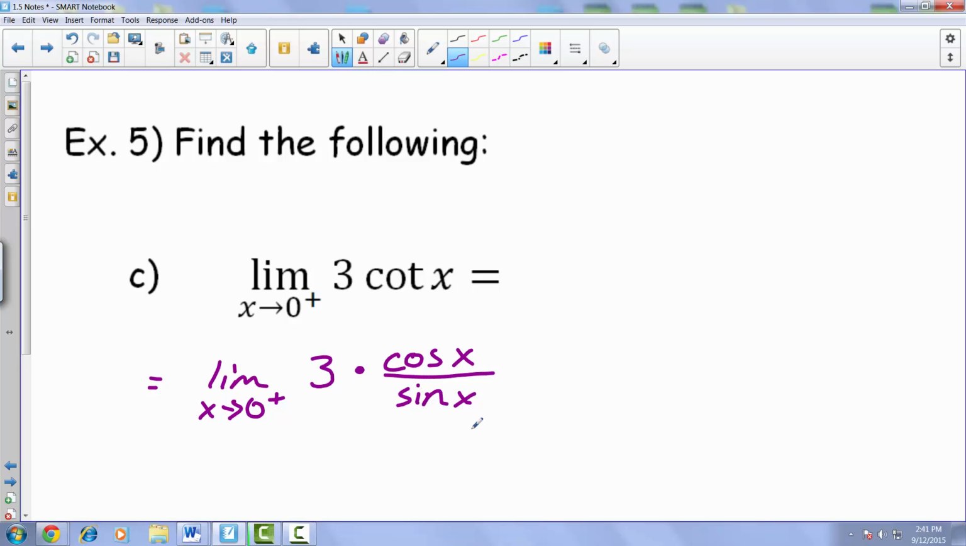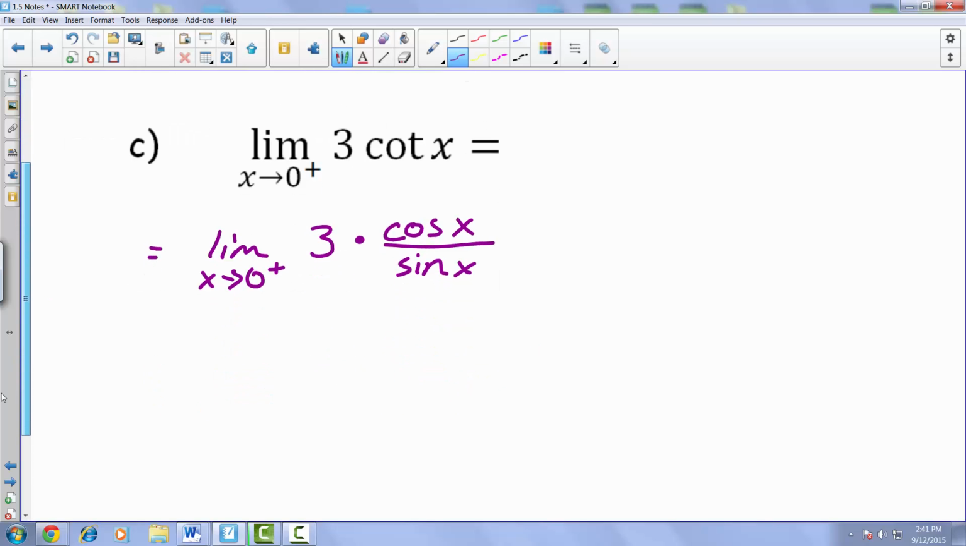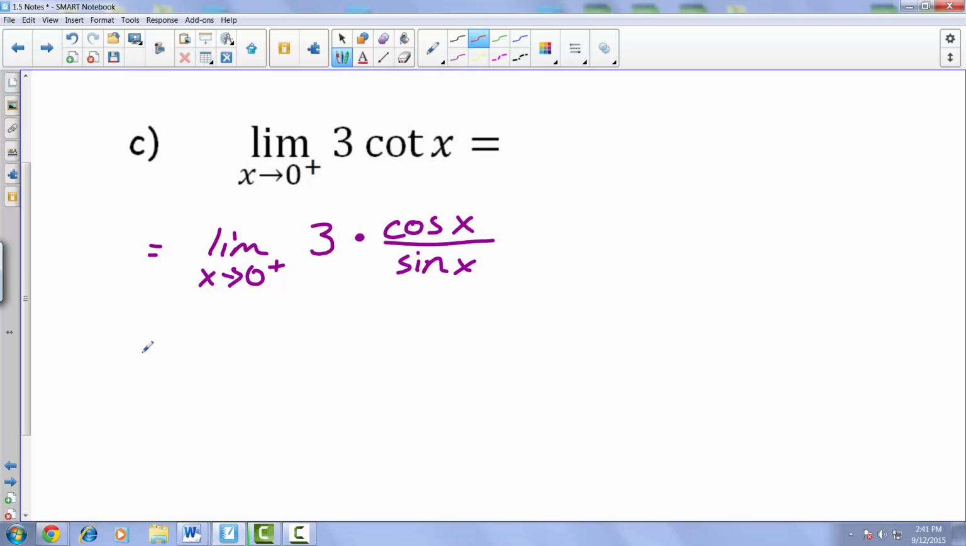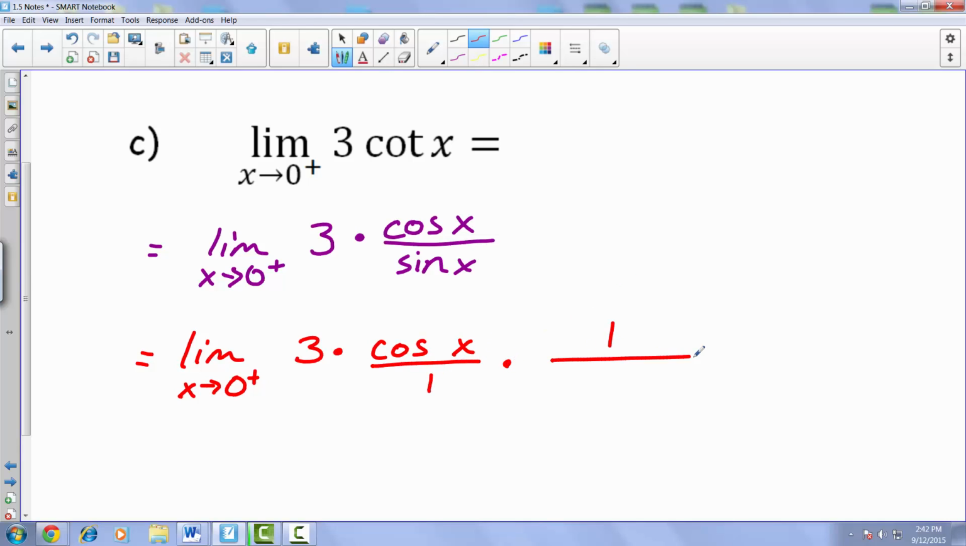Now let's go ahead and break this up even more. We end up then with the limit as x approaches 0 from the right of 3 times cosine of x over 1 times 1 over the sine of x. So pretty much just breaking these up.